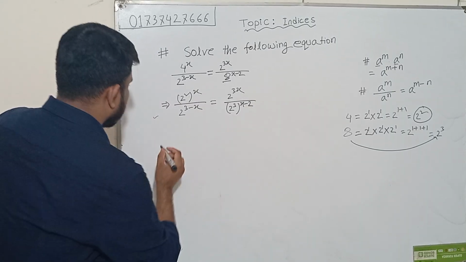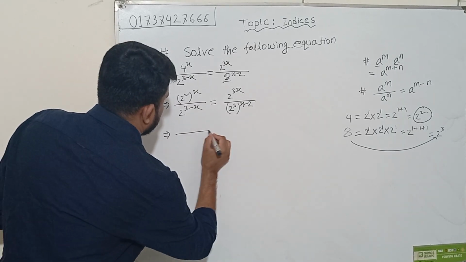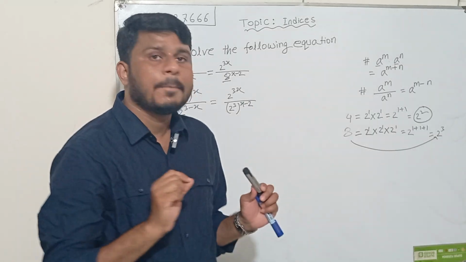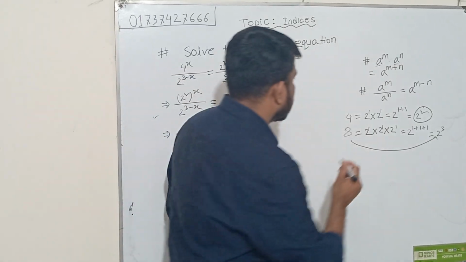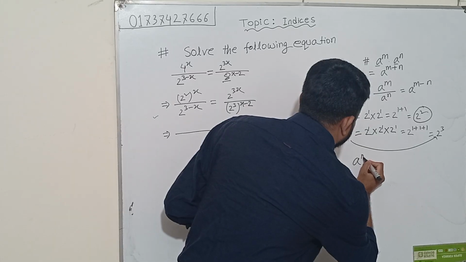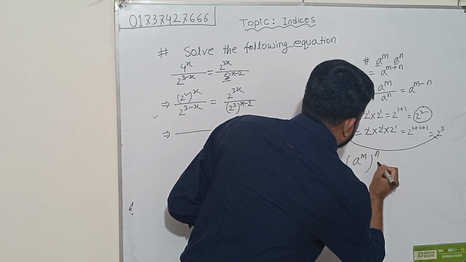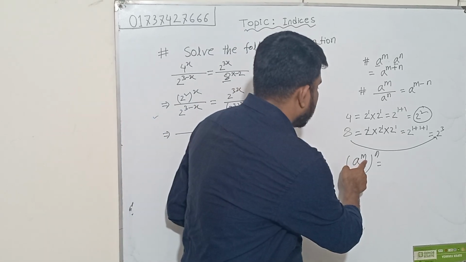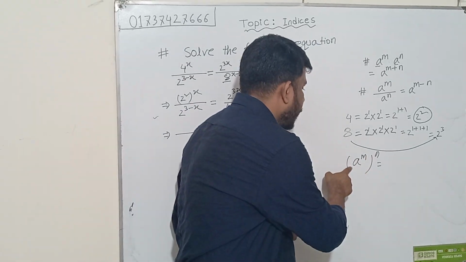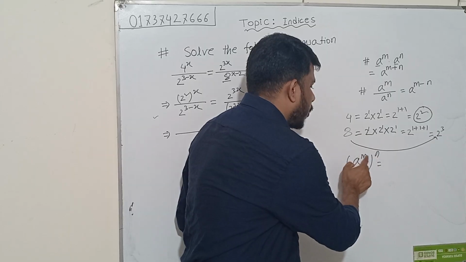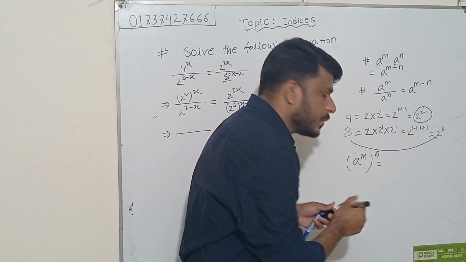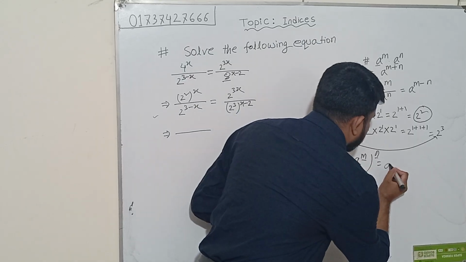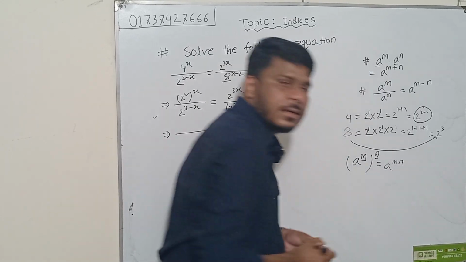Now we have another formula, power of power. This is called the power of power formula: a to the power m, all to the power n. If there is a power of a power, this is one power and this is another power, so we can multiply them together, m multiplied by n.